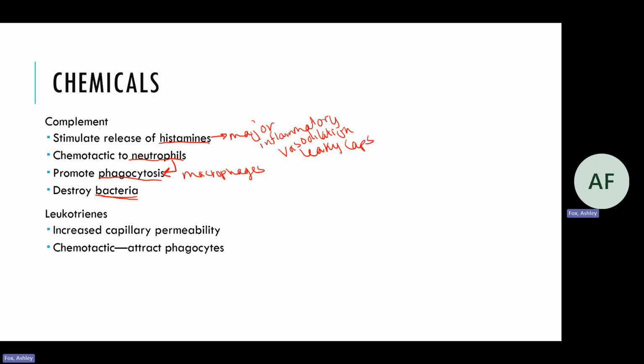Leukotrienes are going to be part of the inflammatory process again. They are going to increase capillary permeability, which leads to the edema or swelling, as well as the pain because of the pressure on the nerve endings. They are also chemotactic, meaning they're attracting phagocytes. A lot of times it's going to be neutrophils to the area.